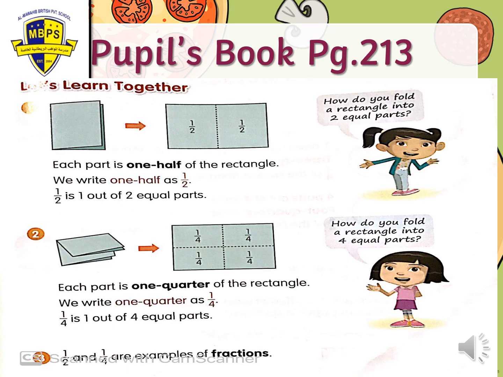I have 2 equal parts, and on each part we write 1 out of 2. 1 out of 2 means 1/2. So now I have 2 halves, 1/2 on this side and 1/2 on the other side.